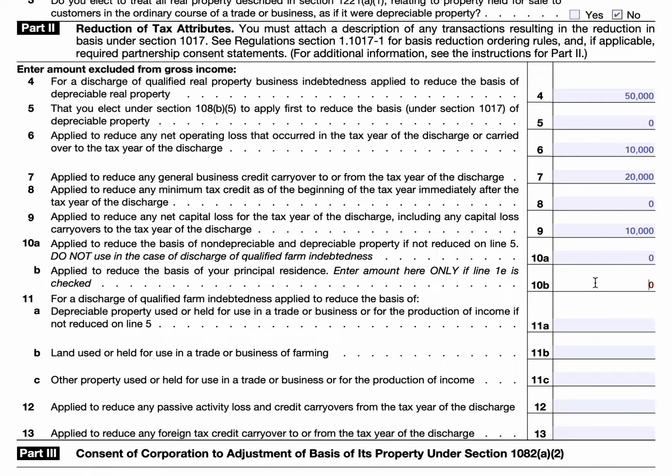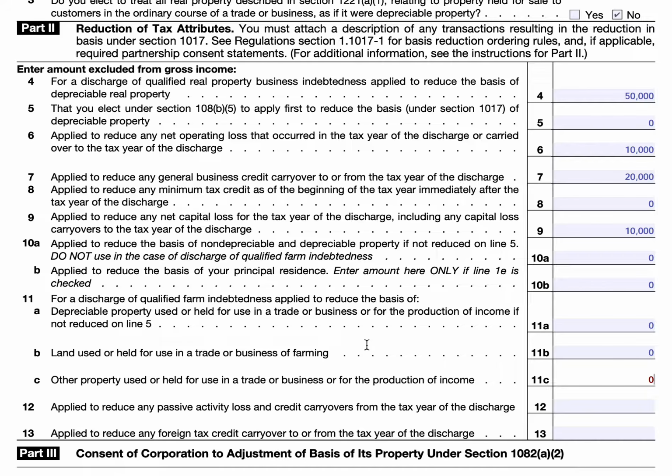Since line 10B applies to primary residences, principal residences, we're not going to check this. We already used that in a previous example. So for lines 11A, 11B, and 11C, this all applies to the discharge of qualified farm debt. So first, depreciable property that was not reduced in line 5. Then land, which is never depreciable, that was used or held for use in a trade or business of farming. And then finally, other property used or held for use. So we're going to put zeros on all of these.